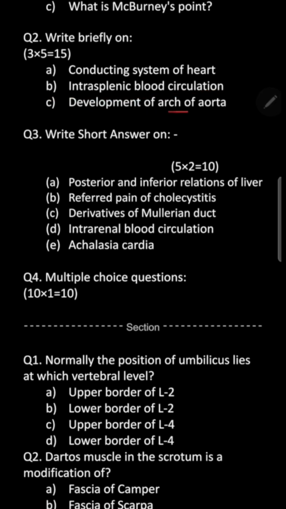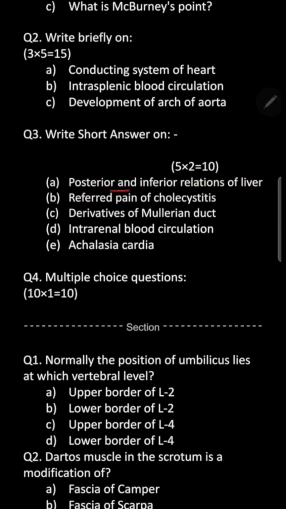Now, development of arch of aorta, this has been taught to you, so you have to write it. If you have not prepared, give it a reading from the book. Next, question number 3 is the ultra short questions of 2 marks each. There are 5 questions that makes 10 marks.